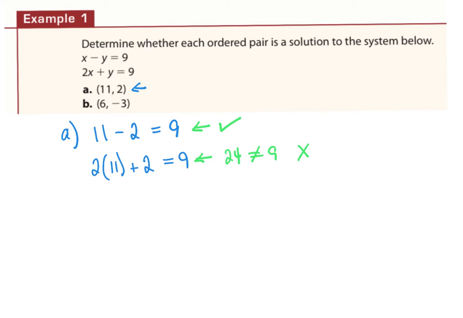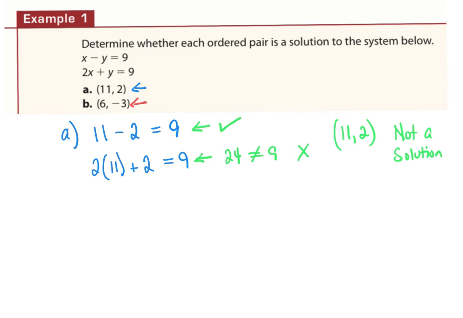So this one is false, which means the coordinates that they gave us, 11, 2, is not a solution. It worked for one, but not the other. In order to be a solution to the system of equations, it must work for both. It must work for both, and it does not. So this one is not a solution. When I plug it into both, it does not work. Let's look at the next one.